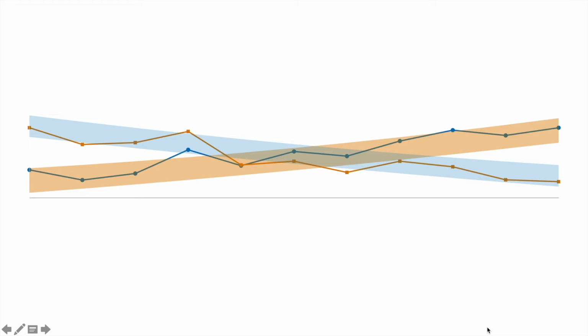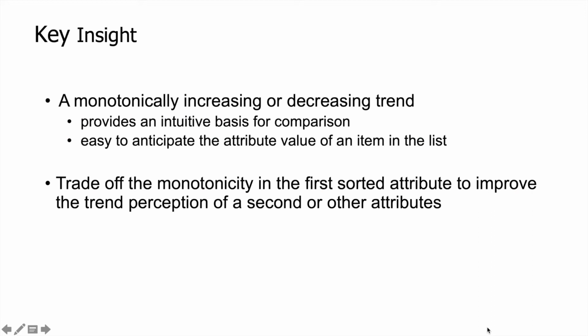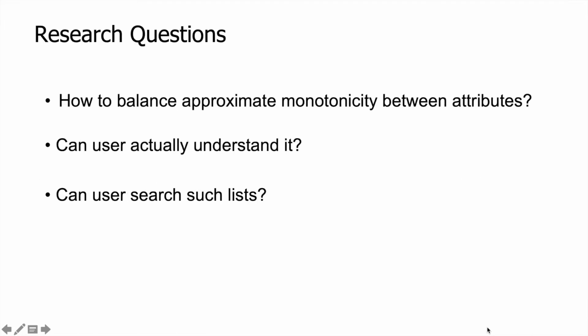Don't you think such a sorting is more interpretable than a single sorting? Yes. In this sorting, users can easily perceive the increasing or decreasing trends of both attributes. So, as the trends can be intuitive and helpful for decision making, we could trade off such monotonicity in the first sorted attribute to improve the trend perception of other attributes. Now, this raises research questions. How to balance the monotonicity? Can users actually understand it? Can users search such lists?